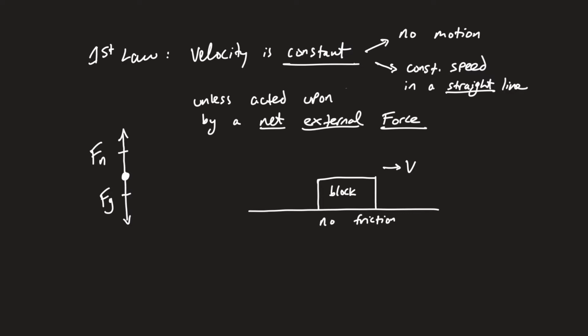All right, so that's a key idea of the first law. An object can definitely be moving while having forces exerted on it and having a constant velocity as long as those forces are balancing out, as you can see here.